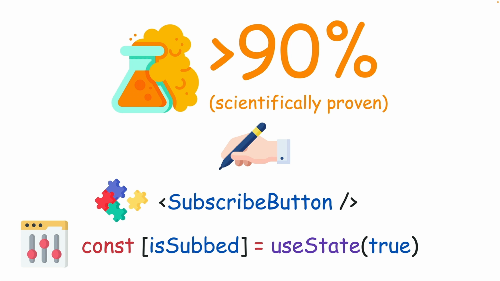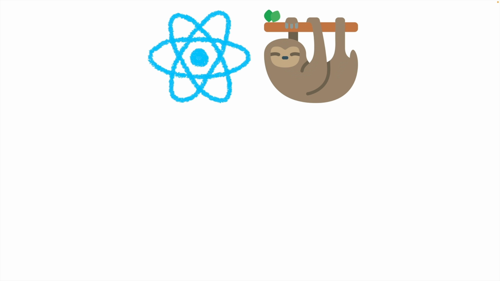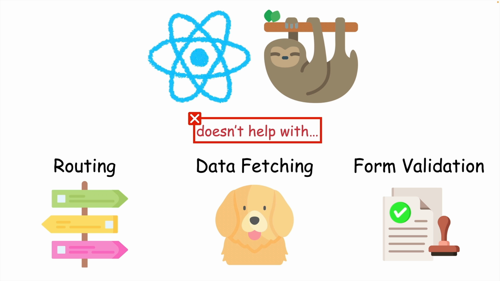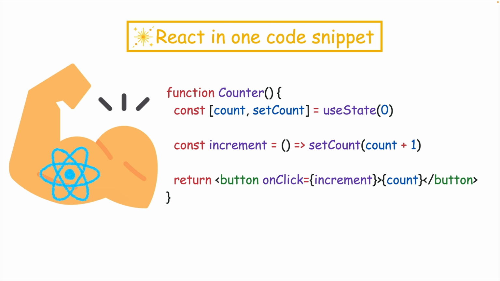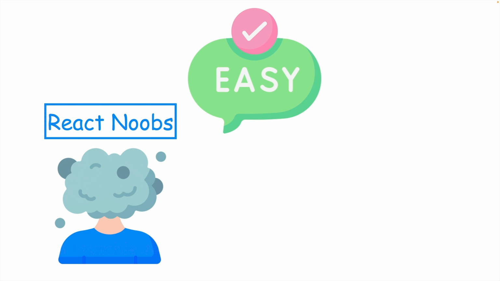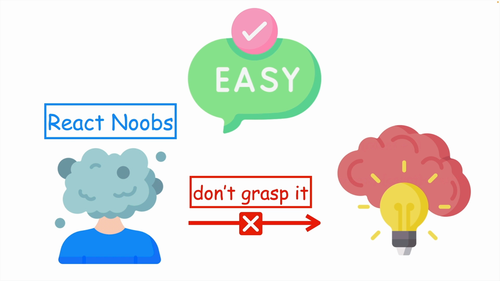And that tells us a lot about what React doesn't do. It doesn't handle routing, fetching data, or validating forms, among many other things. What React does can be summarized in this one code snippet. We use it to create reusable slices of our user interface that manage their own local state. This is a very simple point, but a lot of beginners never really grasp this fully.